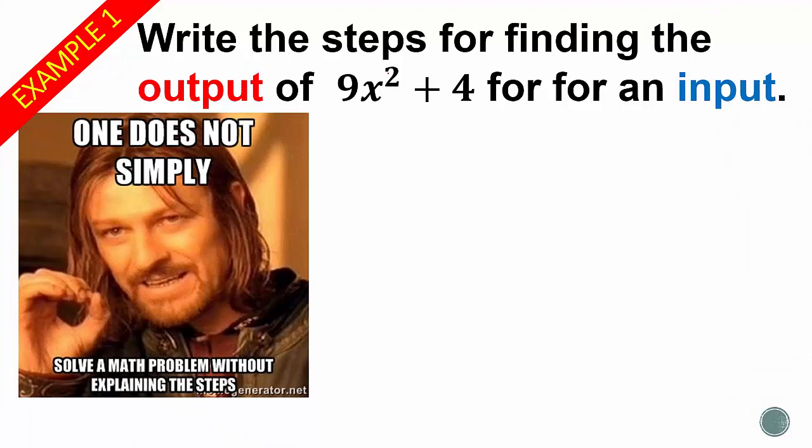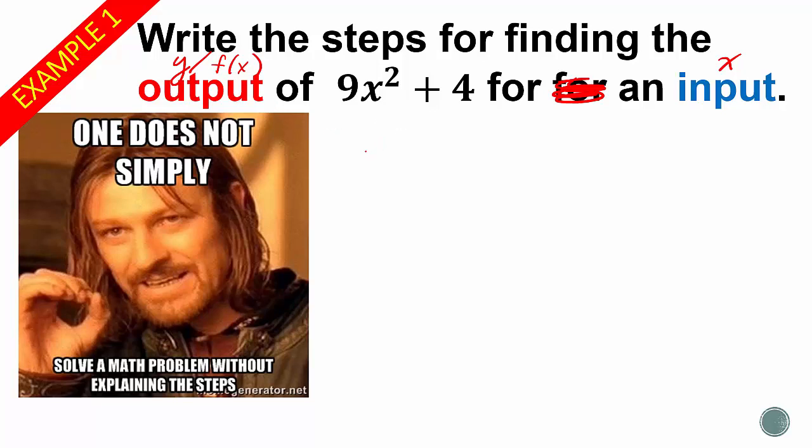We want to write out the steps for finding the output of 9x squared plus 4. I wrote that twice, 4 and input. All right, so remember, output is your y or your f of x. Okay, input is your x. So meaning if we're given a value for x, what are the steps to arriving at an answer, finding that f of x?